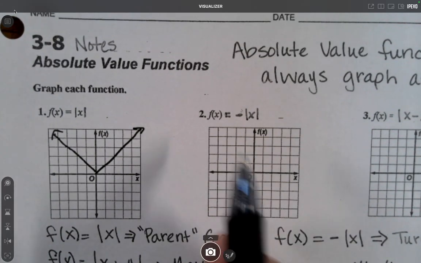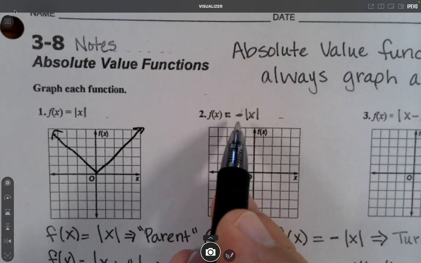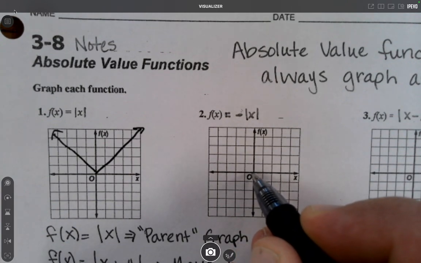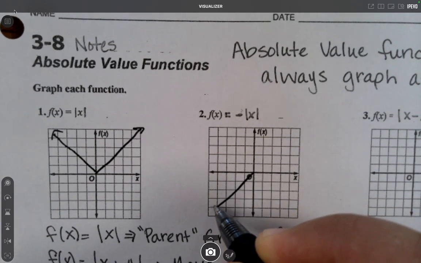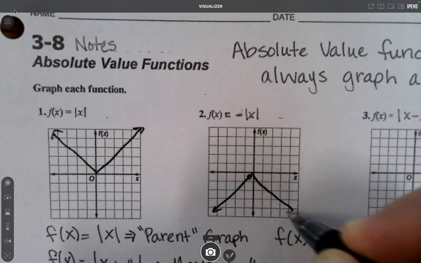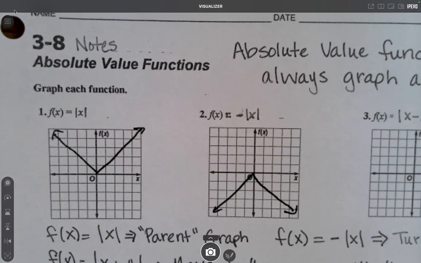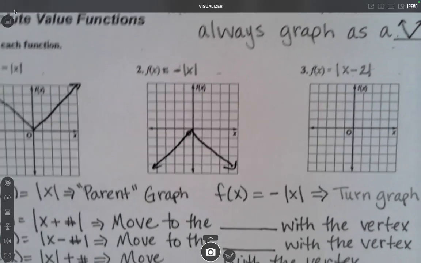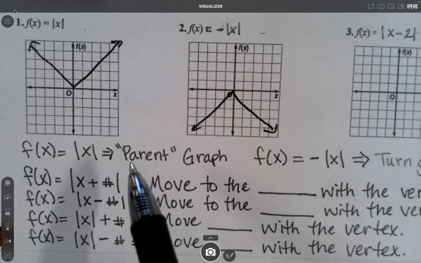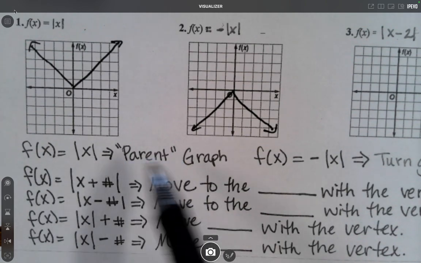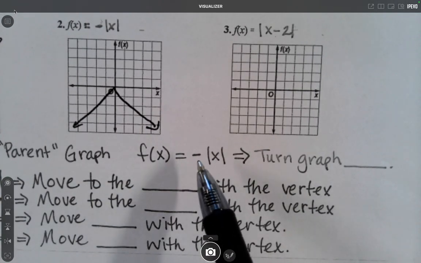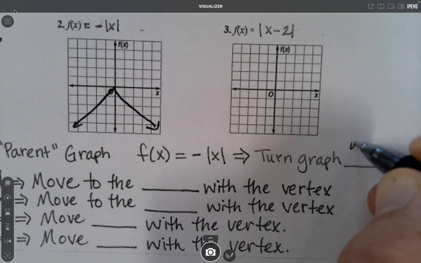And what makes it flip upside down is when you have a negative in front. So notice the negative is not inside the absolute value, it's outside the absolute value. That makes it flip upside down. The vertex is still in the same spot, but it's almost like it gets mirrored to go down instead of up. Now we'll talk about why. Actually, let's go ahead and fill this in, then we'll come back to number 3. So like I said, the absolute value of x is the parent graph. It's the starting point. And if you have a negative in front of that, it turns the graph upside down.